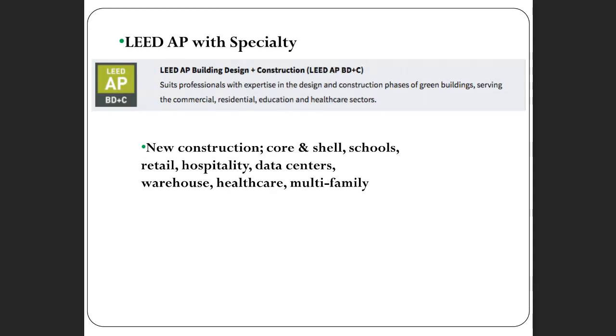LEED AP or accredited professional comes now with a specialty. So you take a LEED AP with specialty, and those specialties line up with the different rating systems in the LEED program. The specialty in LEED AP BD+C, BD+C is building design and construction. So this would be the design and construction of new buildings and major renovations. New construction, core and shell, we talked about what that was last week. Schools, hospitals. New building construction is LEED AP BD+C.